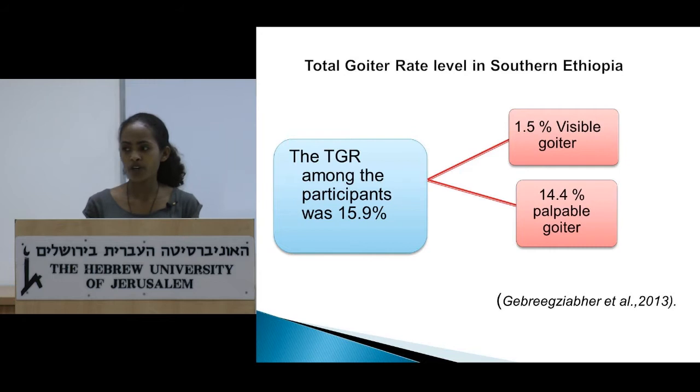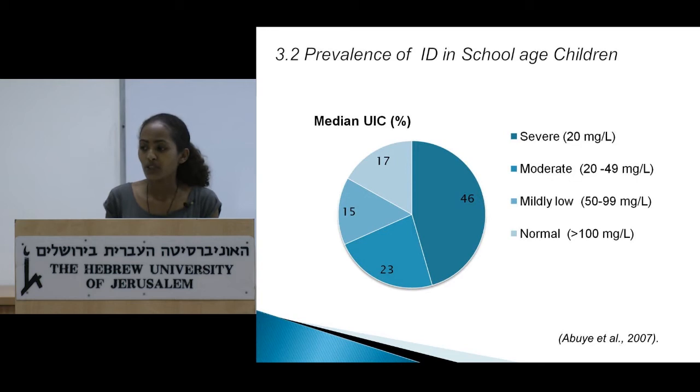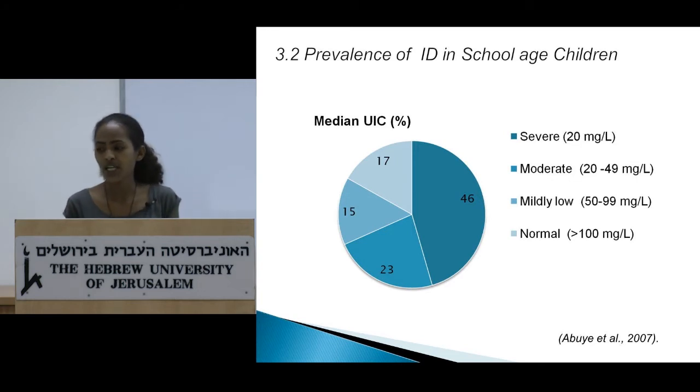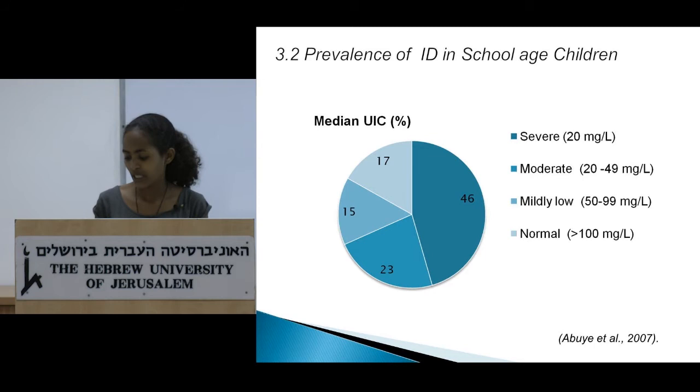When we see the prevalence of iodine deficiency in school-age children, again, this is a nationwide survey, and in this survey they tried to see urinary iodine concentration and total goiter rate among children. According to the urinary iodine concentration, 46% of the children had a severe iodine deficiency, and, it's a national study, so among those, only 70% of the children had an adequate iodine concentration, or well, they were found in a normal stage.